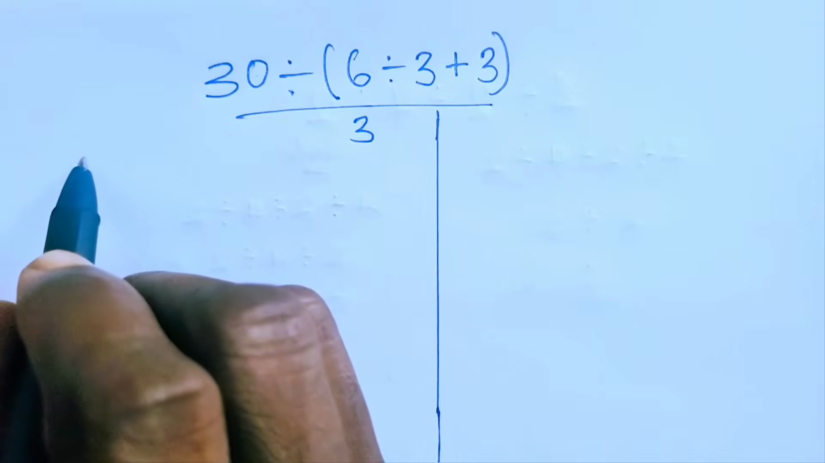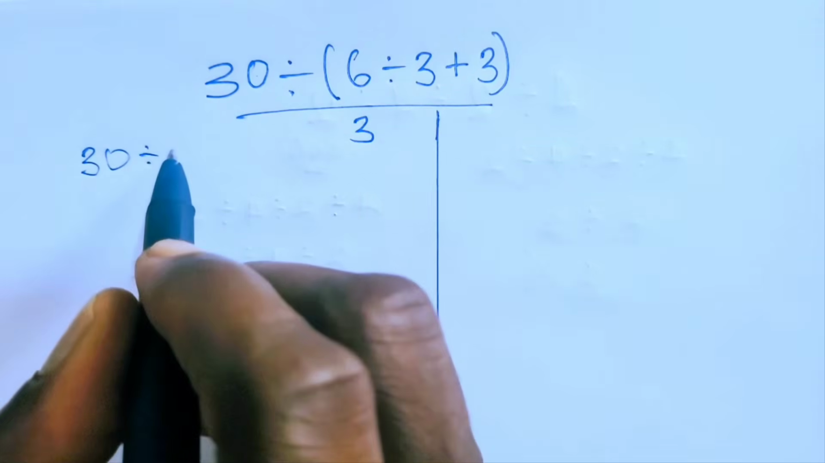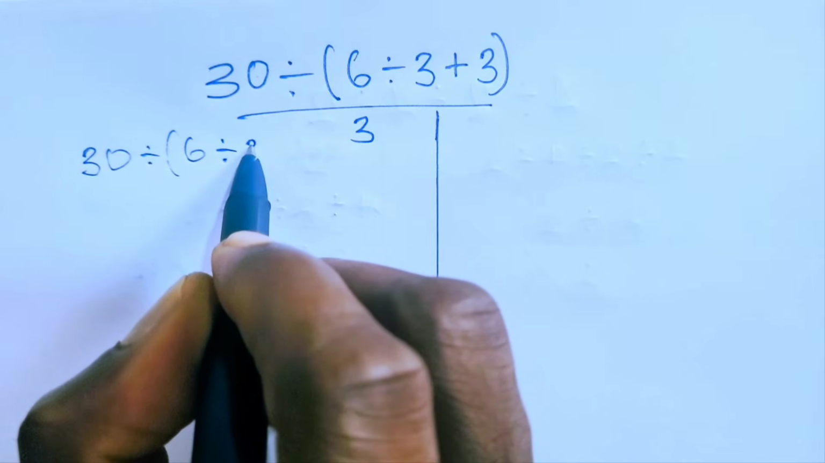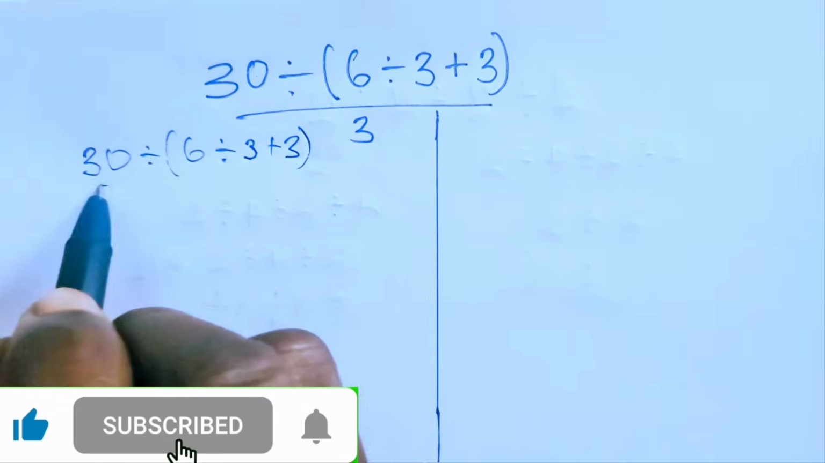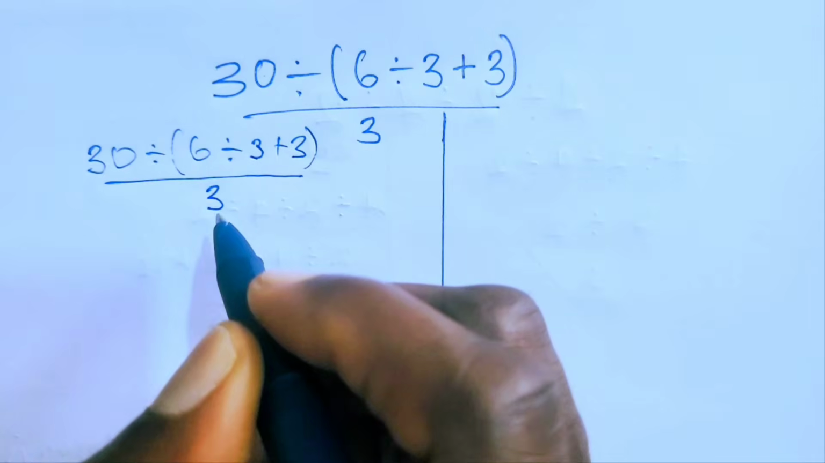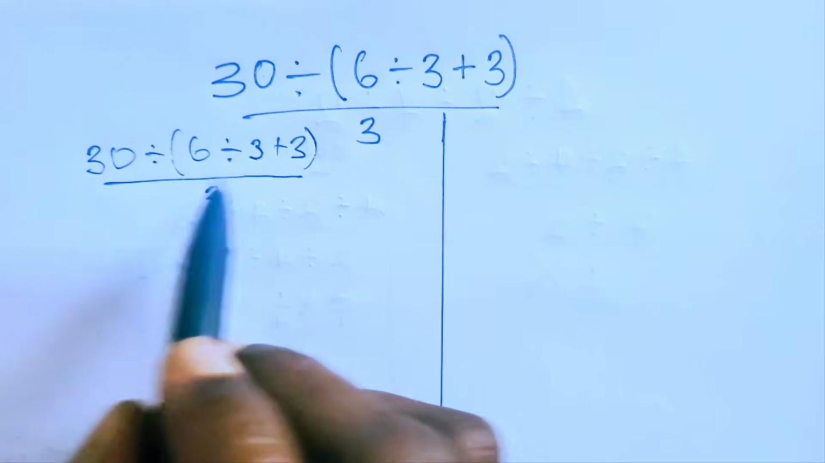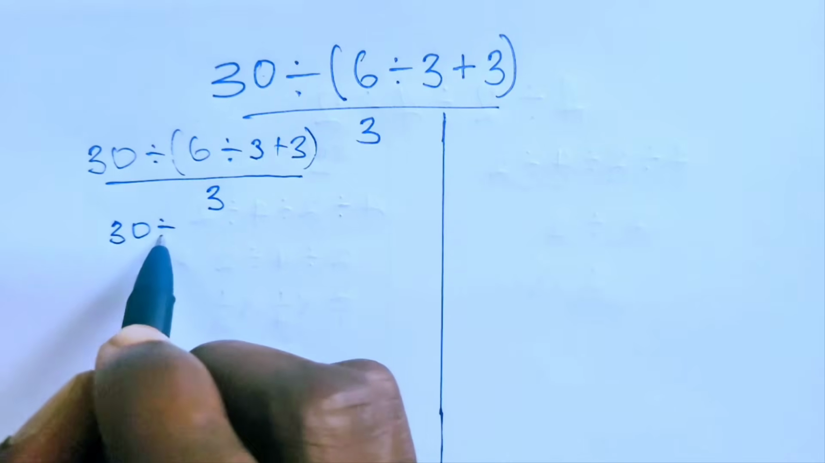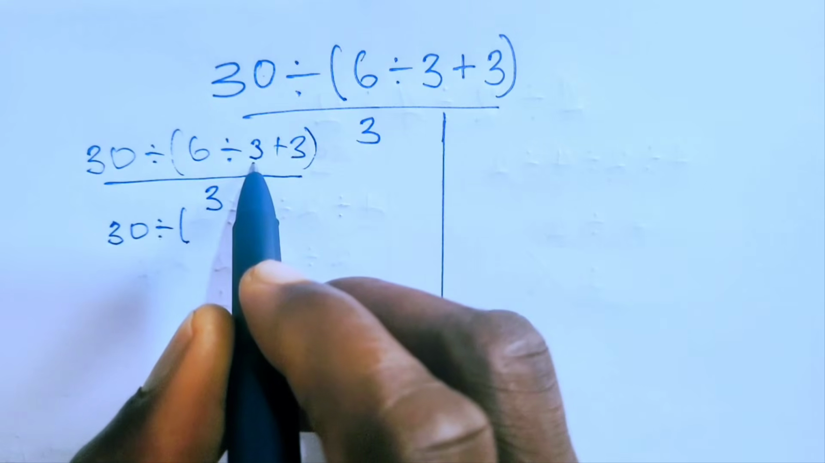We have 30 divided by (6 divided by 3 plus 3) divided by 3. Here, many people do this. We have 30 divided by, in the parentheses, they will consider addition first.